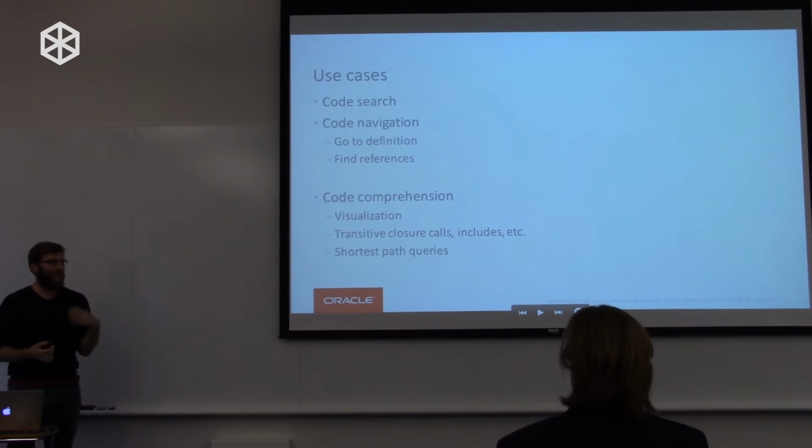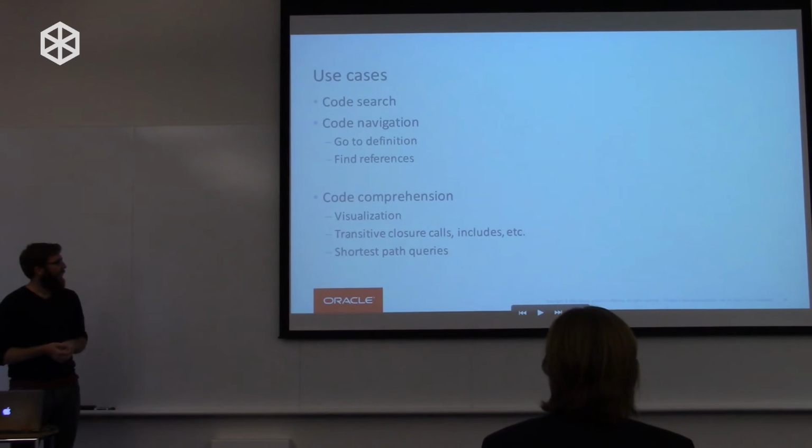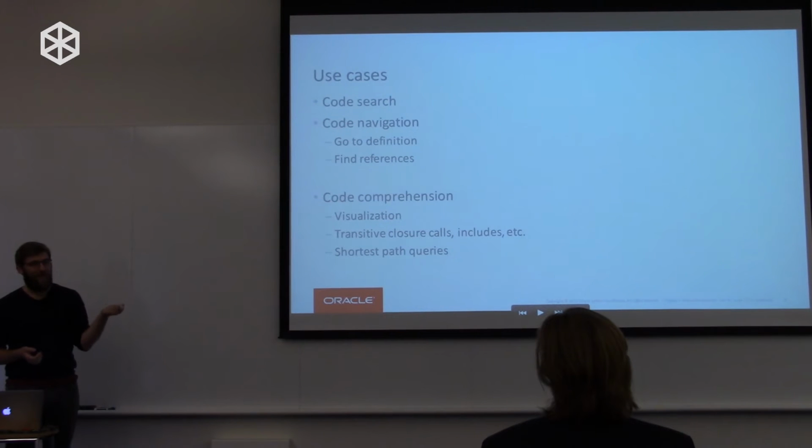So for example, if I'm looking at a particular header file, I might want to know all of the C files that it is transitively compiled into. And then also shortest path queries. So it's really useful for a developer to know that, okay, from my entry point, whether that's an API point or a main method, how does execution reach my particular function via a sequence of calls edges?